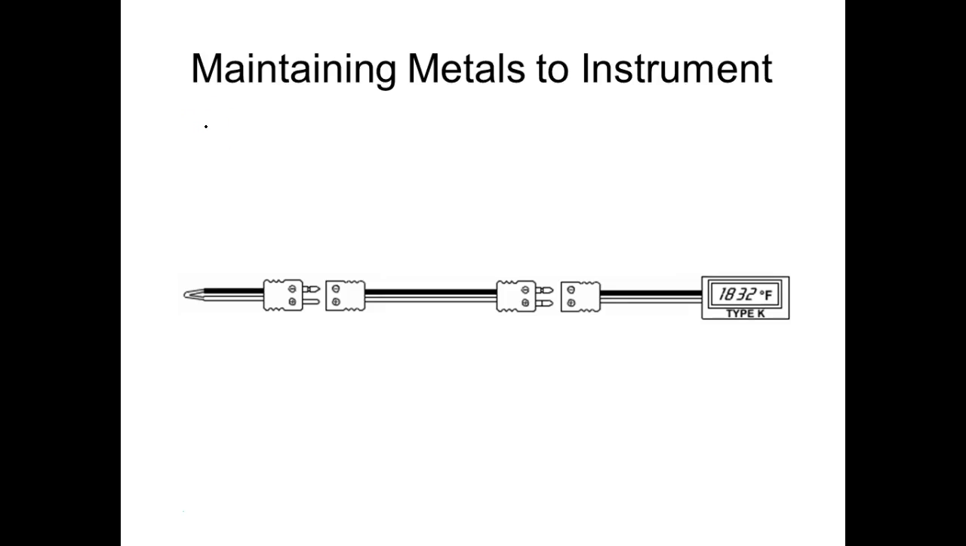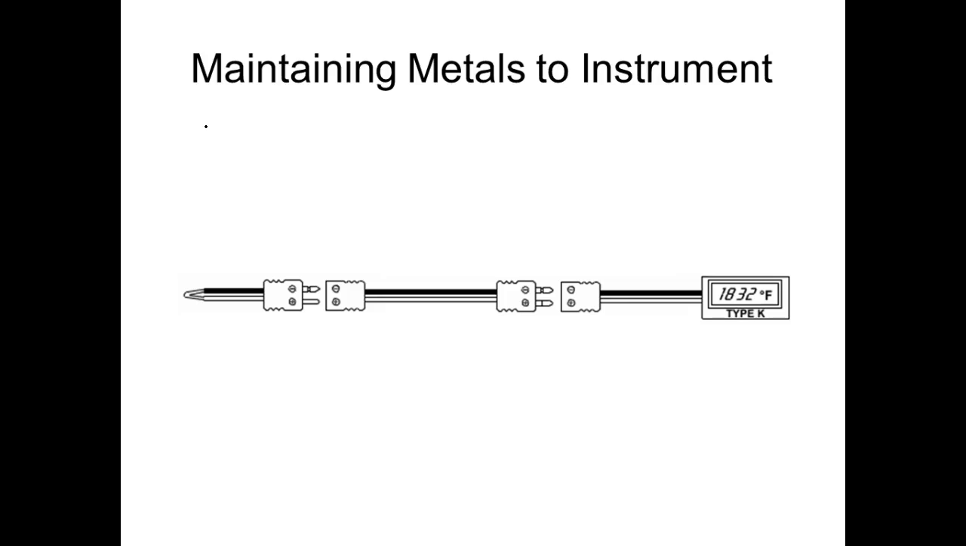So this is what we're talking about. These metals have to be maintained. This is an instrument right here, but the metals have to be maintained up until whatever you're using that instrument for. Normally your oven doesn't show you the temperature you're at, it shows you the temperature that you set. And when it gets up to that temperature, the electronics cuts off your heating gas, whether it's a gas oven or otherwise. Yeah, you've got a thermocouple.